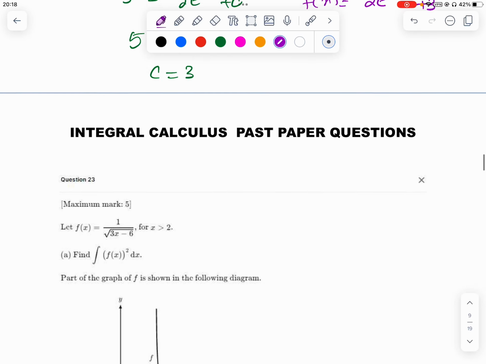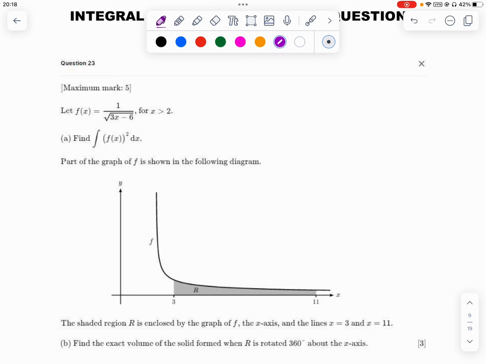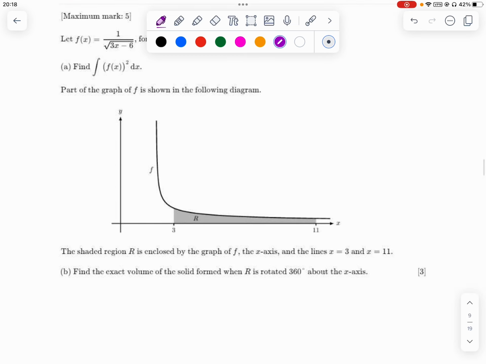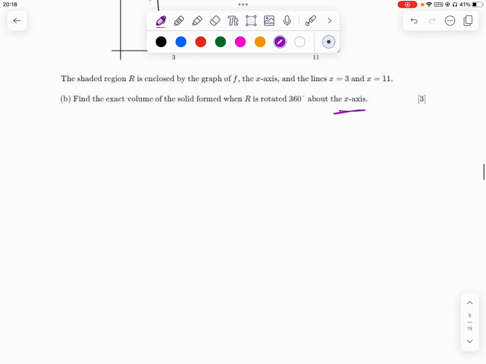That's question number 22. Now coming to question number 23. f of x equals 1 upon square root of 3x minus 6 for x greater than 2. Find the integral of f of x whole squared. And the part of the graph is given; find the exact volume of the solid when rotated about the x-axis. So what am I going to do for this? Part A, the integral of f of x whole squared: 1 upon root of 3x minus 6, whole squared, dx.